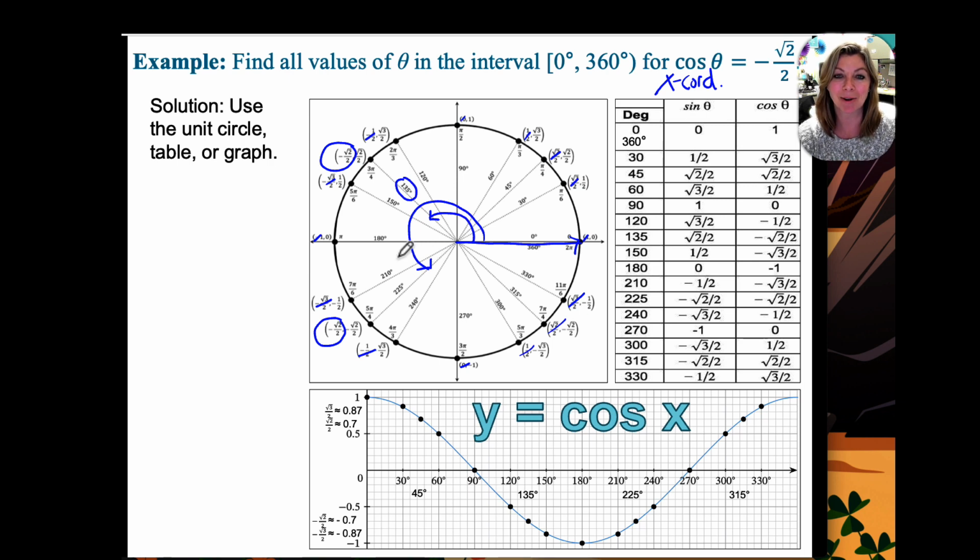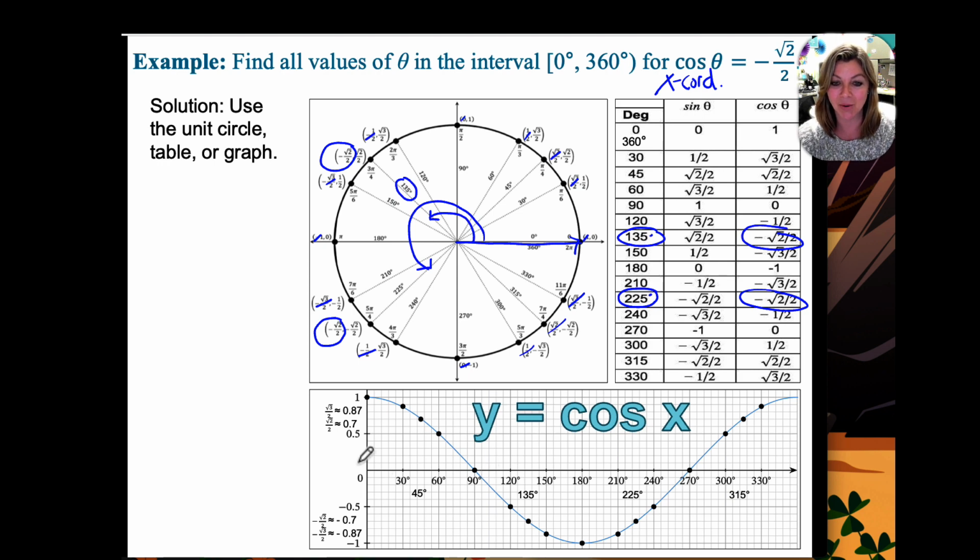All right, we're going to use the table now to confirm that. Okay, cosine, so these are the values right here. We look for the ones that equal negative radical 2 over 2. Here and here. And now we answer the question, which theta makes cosine equal to negative radical 2 over 2. So we go to the first column for that, and there's one, 135 degrees, and second, 225 degrees. Different tools, same answer.